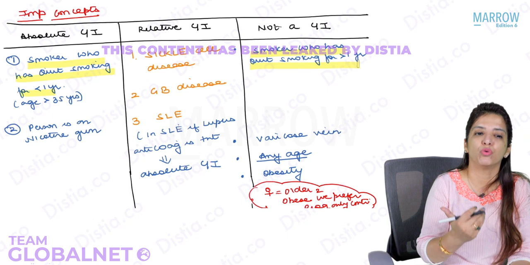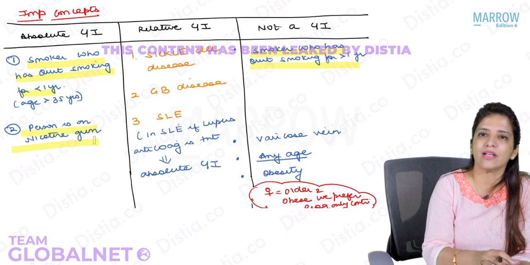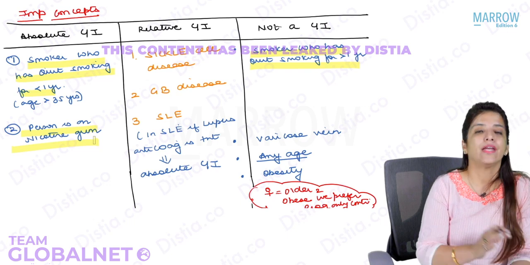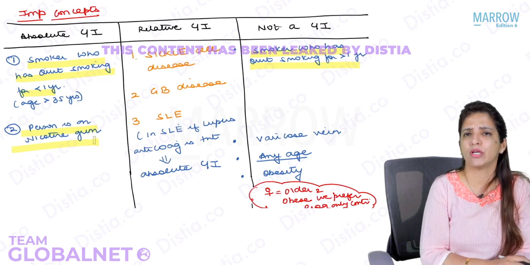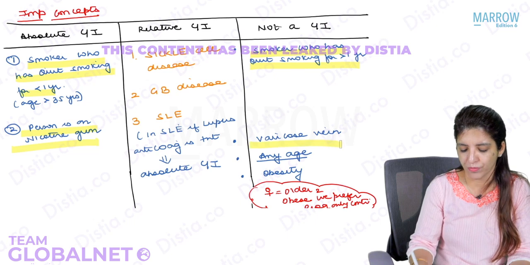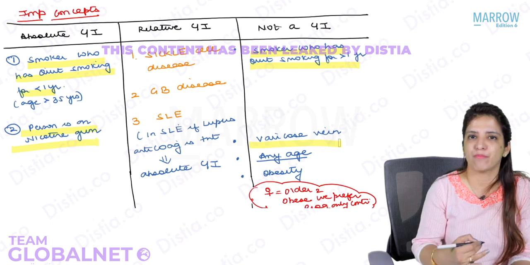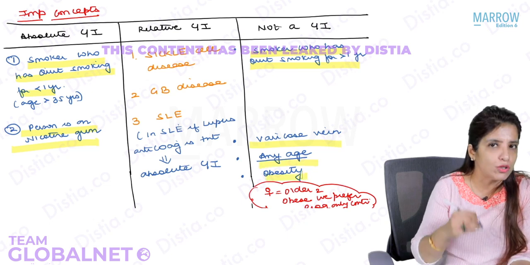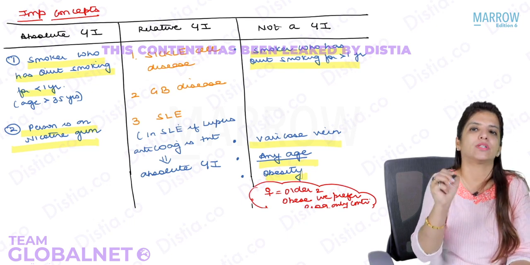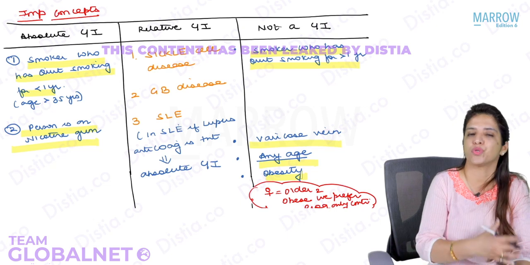Similarly, if there is a female who's more than 35 years and is on nicotine gums, nicotine gums is again an absolute contraindication for using oral combined pills. Now, if they ask you that history of thromboembolism is an absolute contraindication, is varicose vein an absolute contraindication? No. Varicose vein is not an absolute contraindication. No age is an absolute contraindication, and obesity is also not an absolute contraindication. When I said age, it was a smoker more than 35 years of age. I did not say that any female who's more than 35 years of age cannot use oral combined pills.